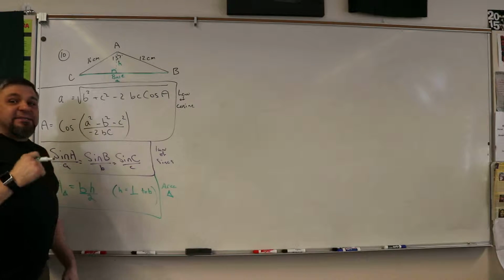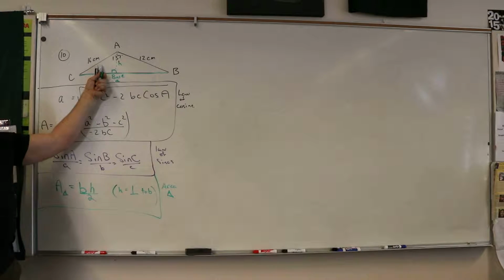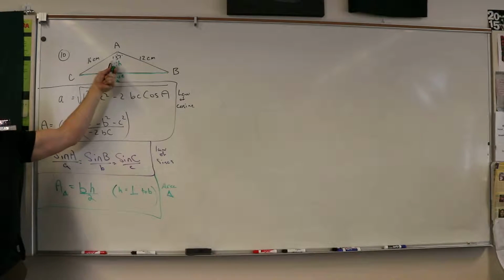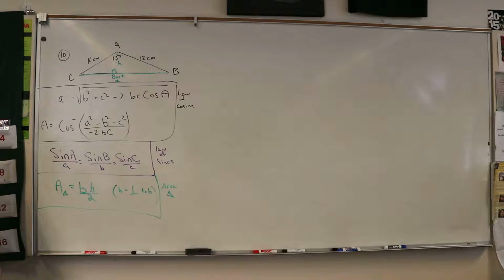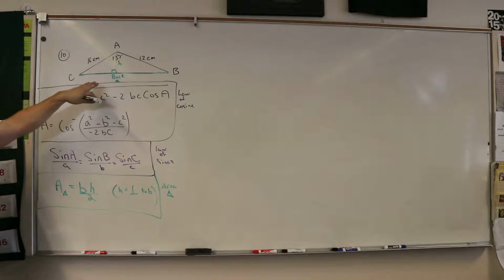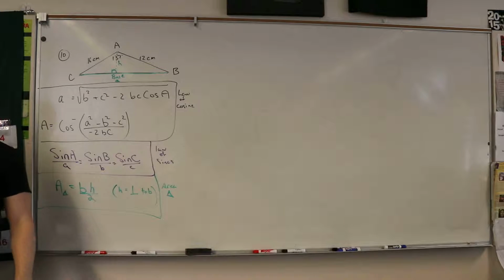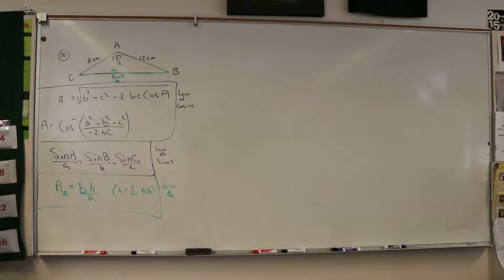And the cool part to this is SOHCAHTOA, right? If I know this angle, I can find the height. Opposite over hypotenuse, sine. Or opposite over adjacent, tangent. Or adjacent over hypotenuse, cosine, right? So we'll decide what we want to use when we get there.